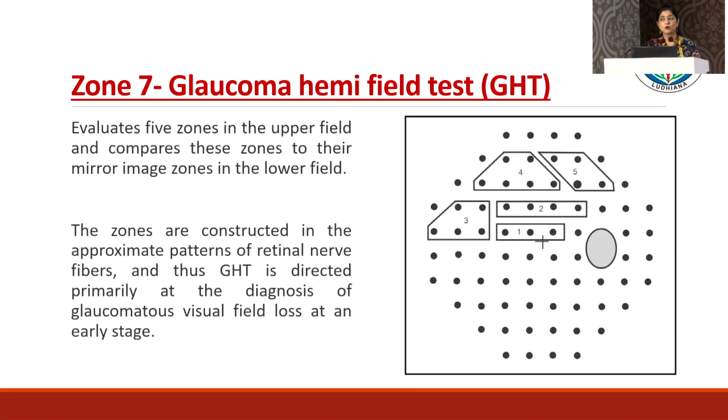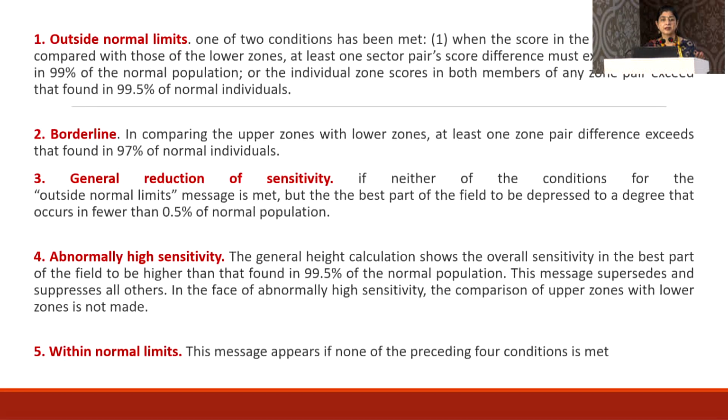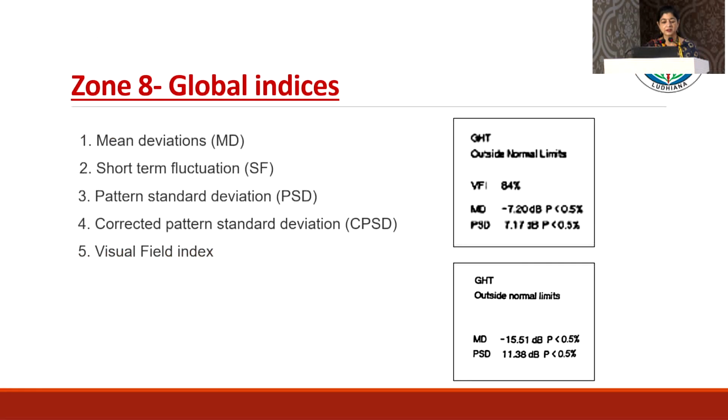So next is the glaucoma hemifield test, a very important point of the Anderson criteria. We need to know whether the glaucoma hemifield test is outside normal limits, borderline, or within normal limits. Then, very important, zone 8 is the global indices. This has mean deviation, pattern standard deviation, and as sir said, the VFI, the visual field index.